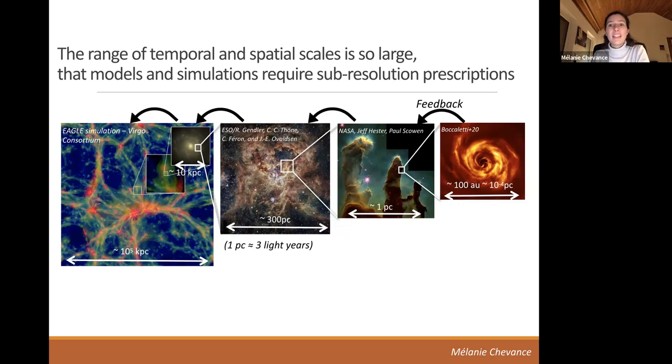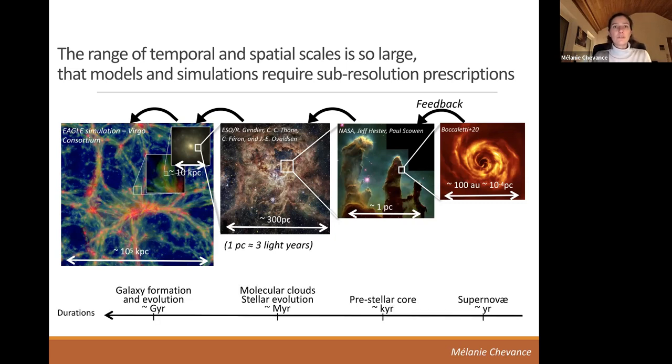And of course, all of these scales are connected, with the energy and momentum being injected from the small scales to the larger scales through feedback. So in that sense, it's very difficult to say, okay, I'm going to focus only on these middle scales where I think interesting things are happening. We cannot just cut out this scale because all of these scales are connected. So it's 12 orders of magnitude that are important to understand and simulate the baryon cycle in galaxies. And it gets even worse because it's not only a huge range of spatial scales, but also temporal scales.